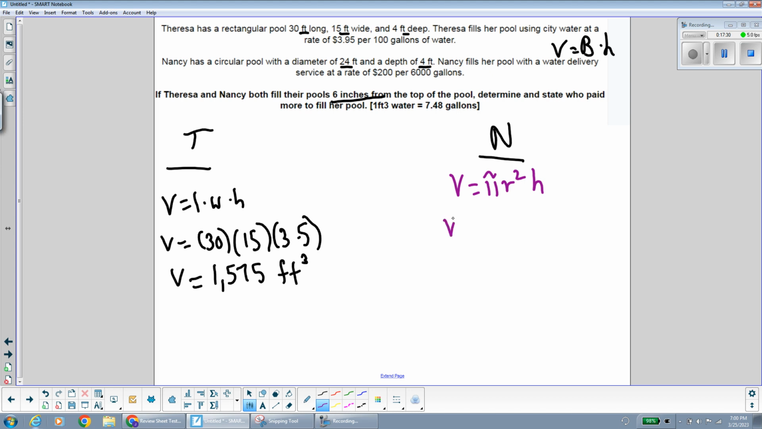So let's plug in what we know here. It has a diameter of 24 feet. Half of that would be 12, so that's the radius. And once again, we're filling the pool not all the way to the top, 6 inches from the top, which once again is half a foot.